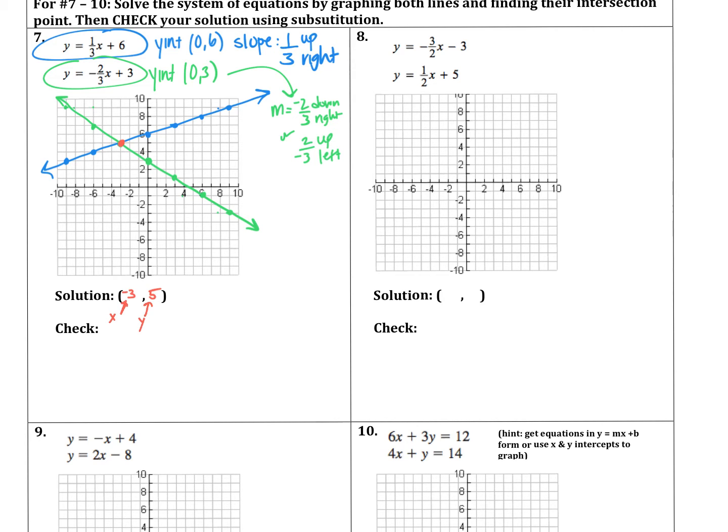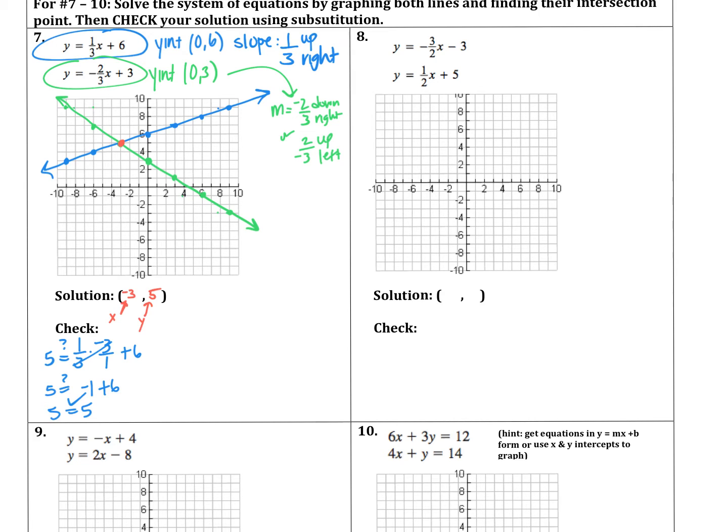So let's check the blue equation. I've got y, which is 5, is equal to 1/3 times x, which is -3/1, plus 6. I can see these cancel out, and this gives me 5 equals -1 plus 6. 5 equals 5, that's true.